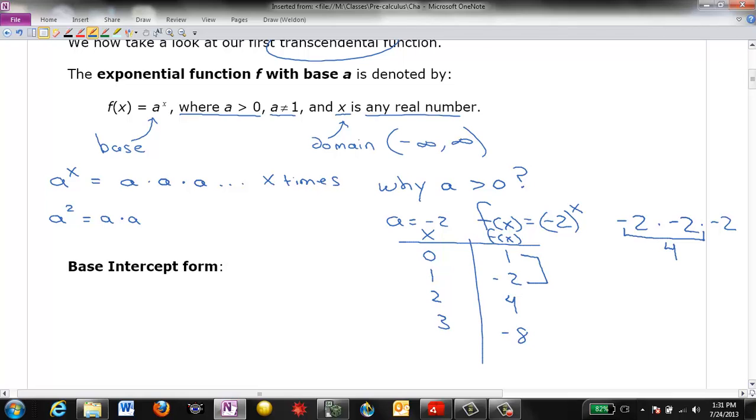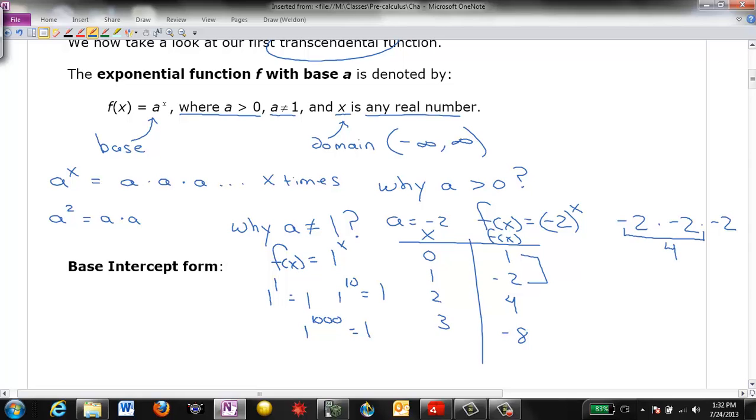And the next question that we're asking ourselves is, why can't a be equal to 1? Right? So why is a not equal to 1 in an exponential function? Well, let's take a look at that. Let's assume that a is 1. So now we're looking at a function f of x equals 1 raised to the x power. Well, let's just take 1 to the first. We get 1. What about 1 to the 10th? Well, we still get 1. And let's say we take 1 to the 1,000th power. Well, we still get 1.